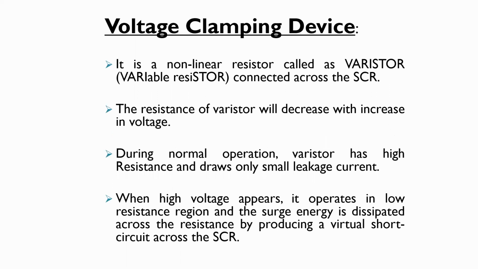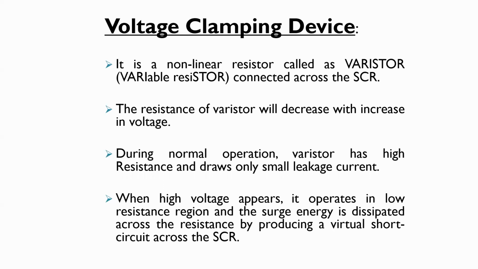So what are voltage clamping devices? They are non-linear resistors, which we can also call varistors. They are connected across the SCR. The resistance of the varistor decreases with the increase in voltage. Initially it provides a high impedance, but whenever the voltage increases, it provides a low impedance and a short circuit path for the high current. So this is how it protects.